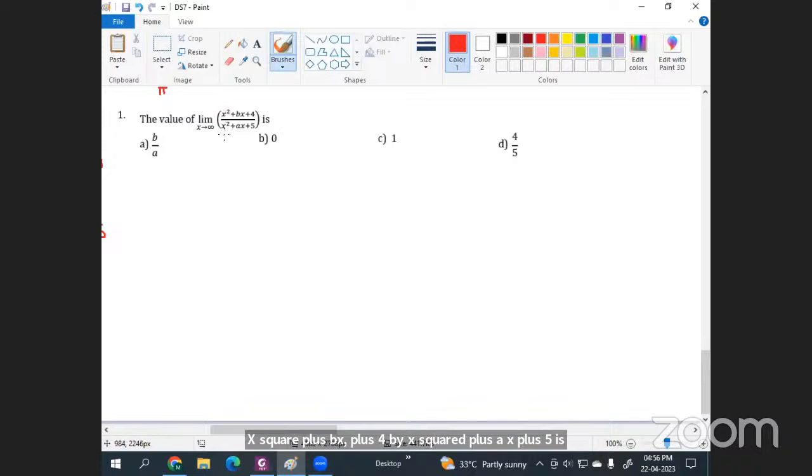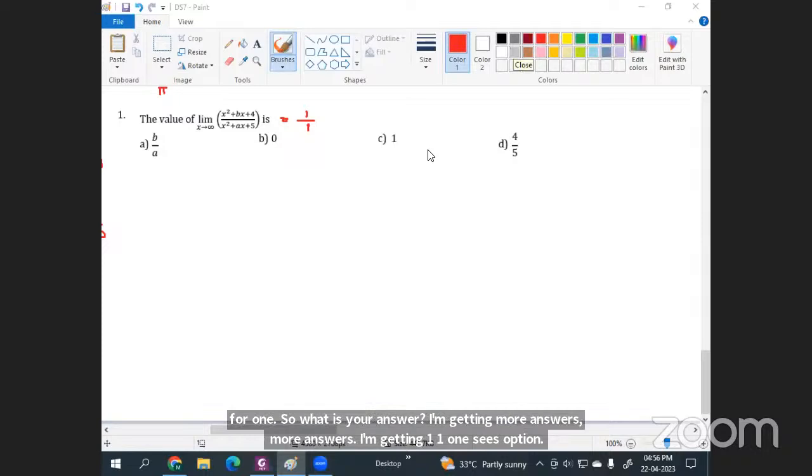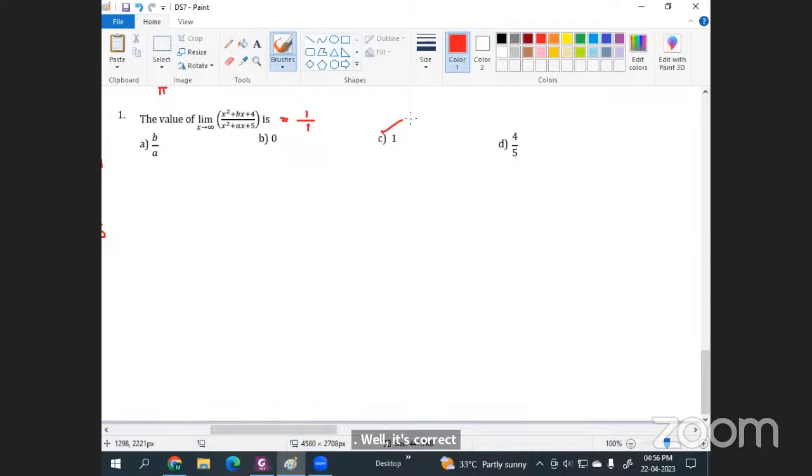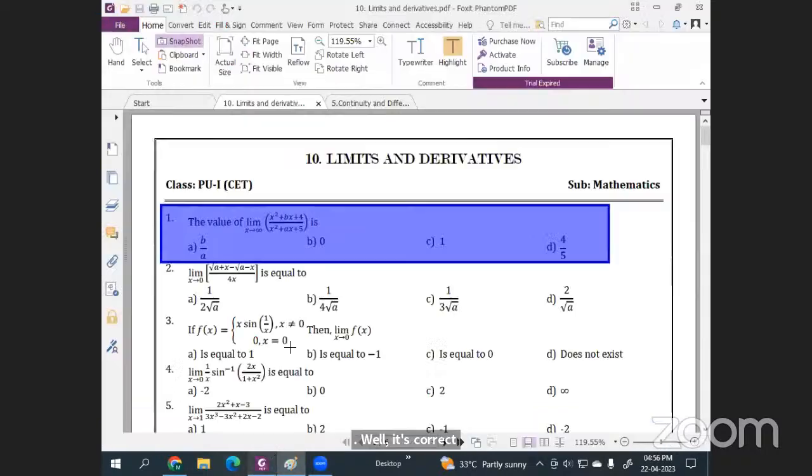Numerator degree and denominator degree both are equal. Correct now? What is the x square coefficient we have? 1. Denominator x square coefficient is what? 1. So what is your answer? I am getting more answers, 1, 1, 1. C is the option. Bhumika, Vinod Kumar, Sri, Sanjana, Sneha, everyone has given the same answer. 1 is correct. Good. Next.